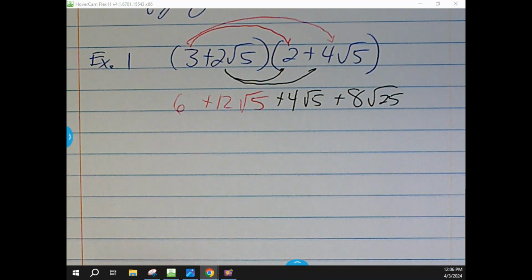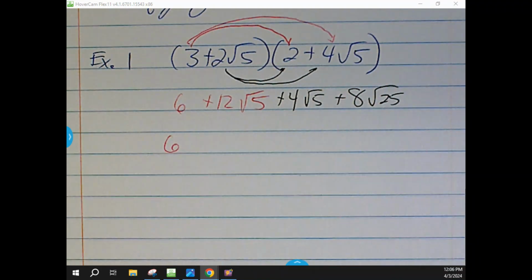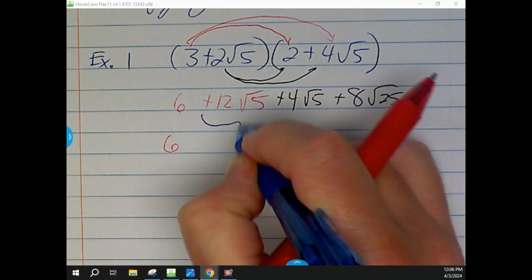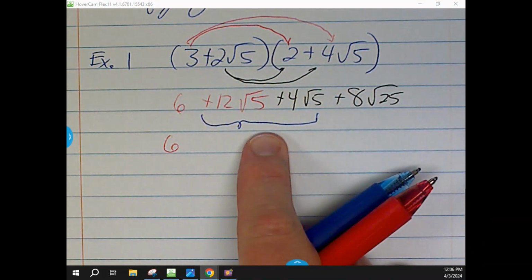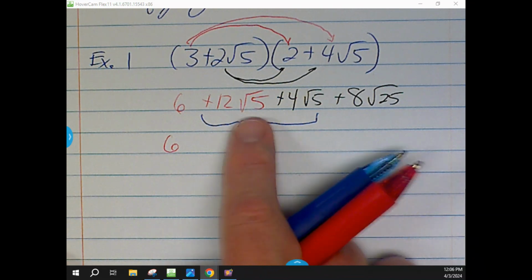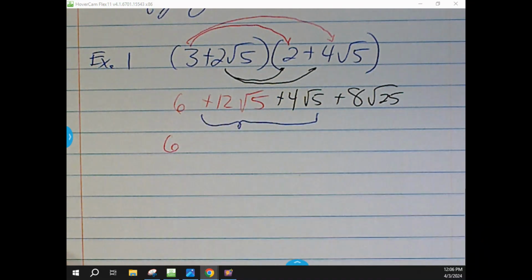Okay, so the 6 is good. Nothing there. You do have 12 square root of 5 plus 4 square root of 5. That's what we just got finished doing, that if it's 12 plus 4 square root of 5, you can do 12 plus 4 and make it 16.